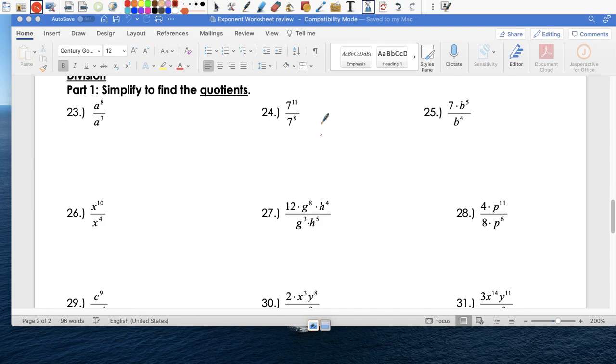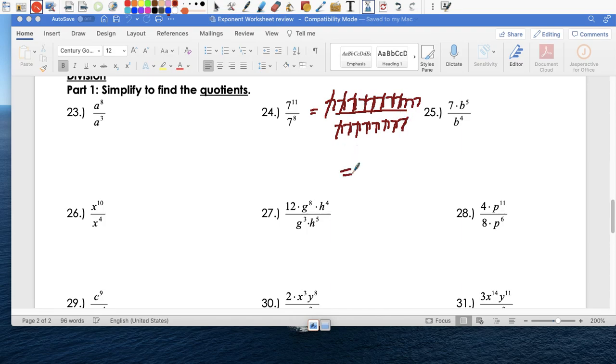24. Think about this for a second. There's 11 sevens on the top and 8 sevens on the bottom being multiplied. So I'll just do this one. 1, 2, 3, 4, 5, 6, 7, 8, 9, 10, 11. And at the bottom, 1, 2, 3, 4, 5, 6, 7, 8. Now if I simplify, this and this, this and this, this and this, this and this, this and this, this and this, this and this.